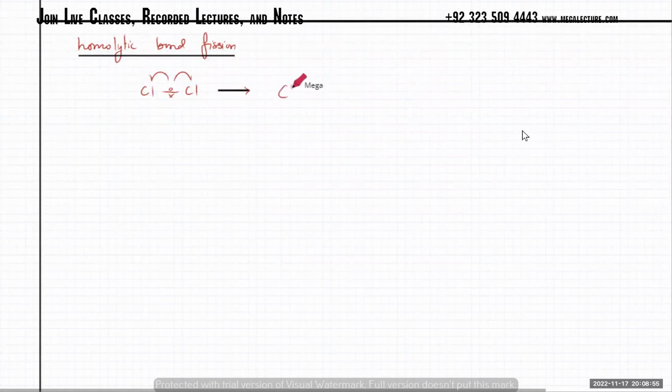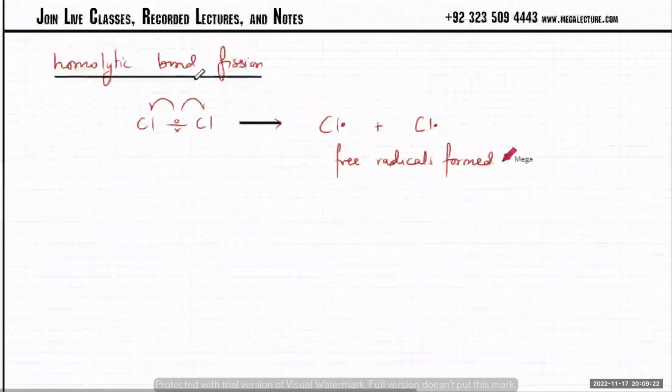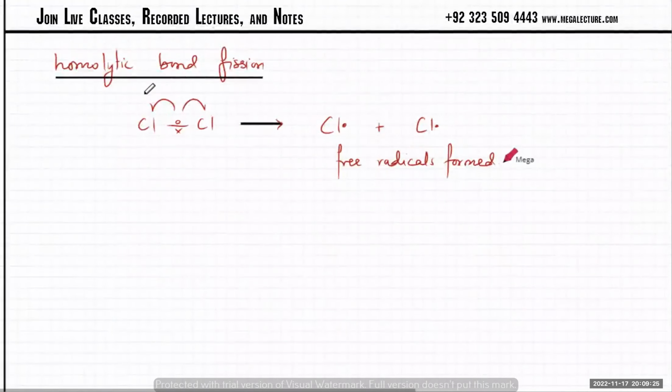And as a result, you will get two Cl radicals. I'm going to talk about radicals later. For now just focus on this part. I'll explain that later. Free radicals are formed. I'm just writing it down. At the moment, the only thing you have to understand is that in this case the bond has broken equally. One electron goes to this one, the other electron goes to this Cl. Is that clear? Homolytic bond fission.